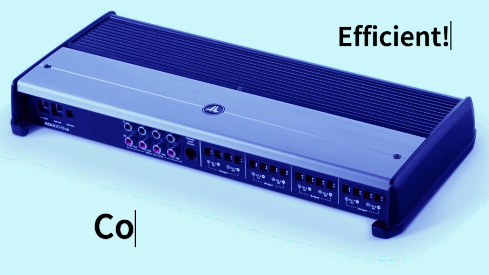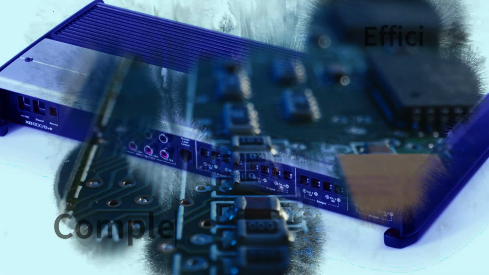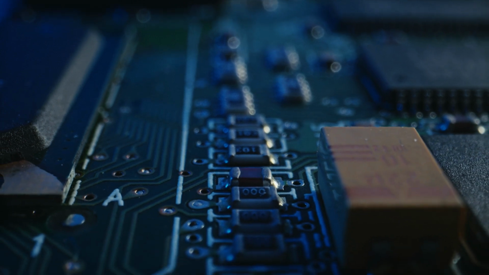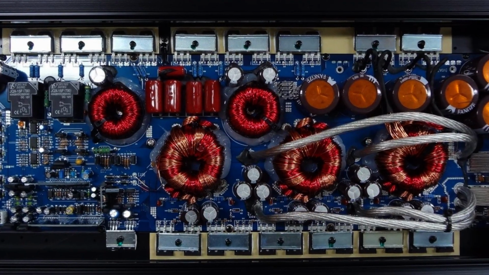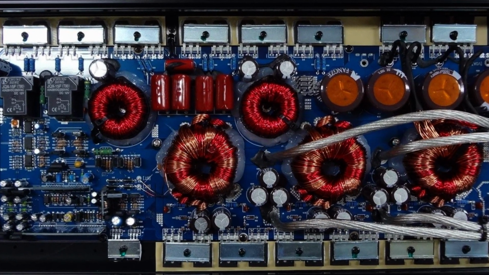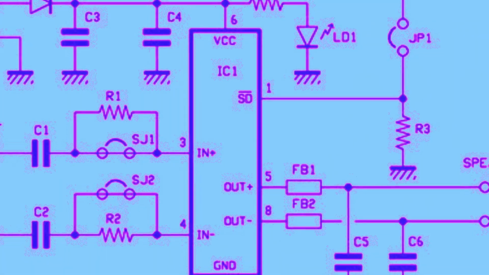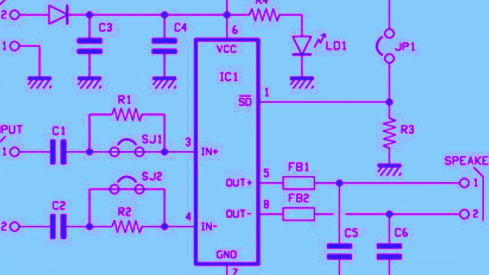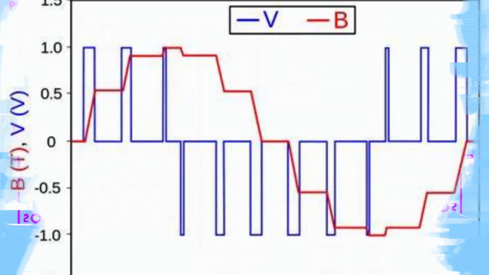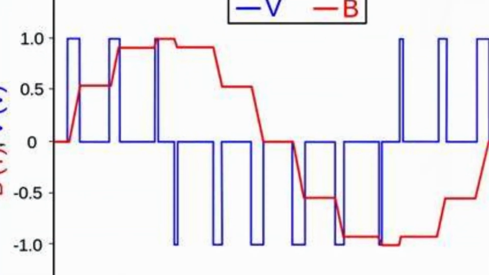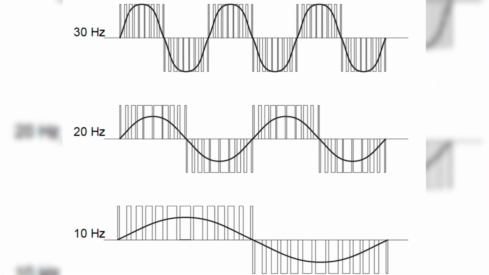Class D amplifiers are the most efficient, but also the most complex. In a Class D amplifier, the transistor is either fully on or fully off so that it acts as a switch. The input signal is converted into a pulse width modulated signal, which is a square wave with a variable duty cycle. The duty cycle is proportional to the amplitude accordingly.